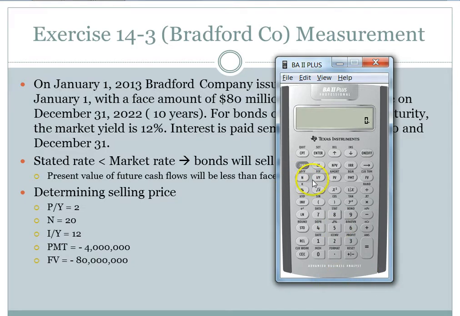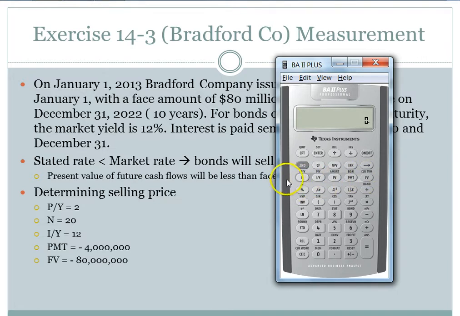First thing is this row of buttons right here: N, interest rate per year, present value, payment, and future value or face value. That's the row of buttons that we're interested in using to help us determine the present value of the discounted cash flows.